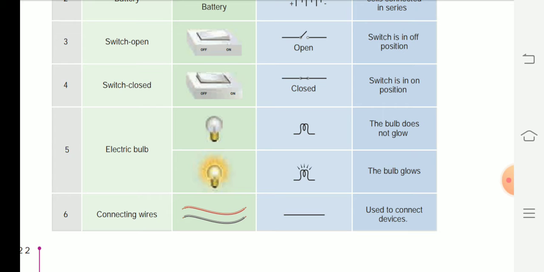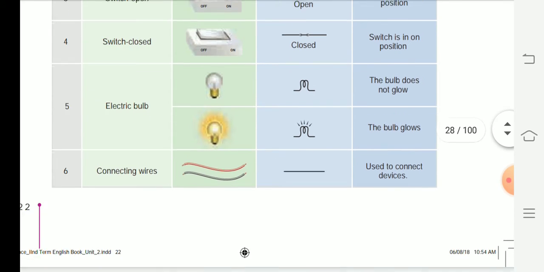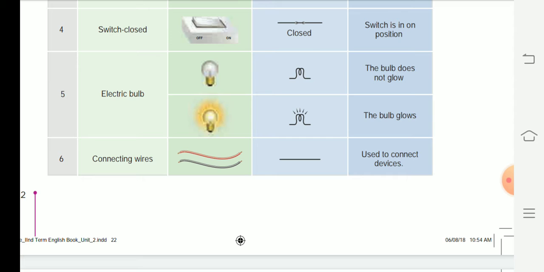See the picture. When you switch on the switch, the bulb will glow. If you switch it off, the bulb does not glow. Next, connecting wires are used to connect the devices.